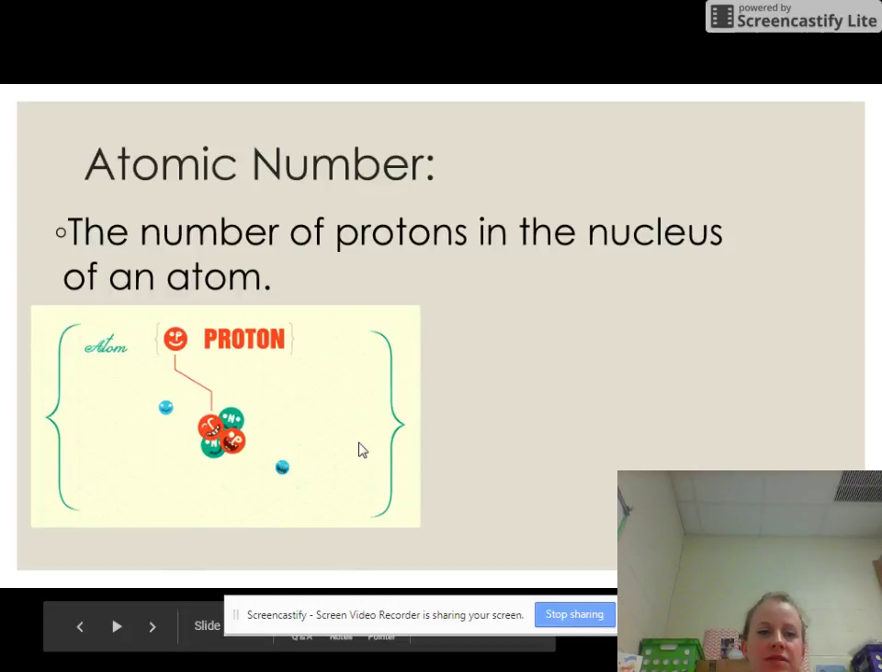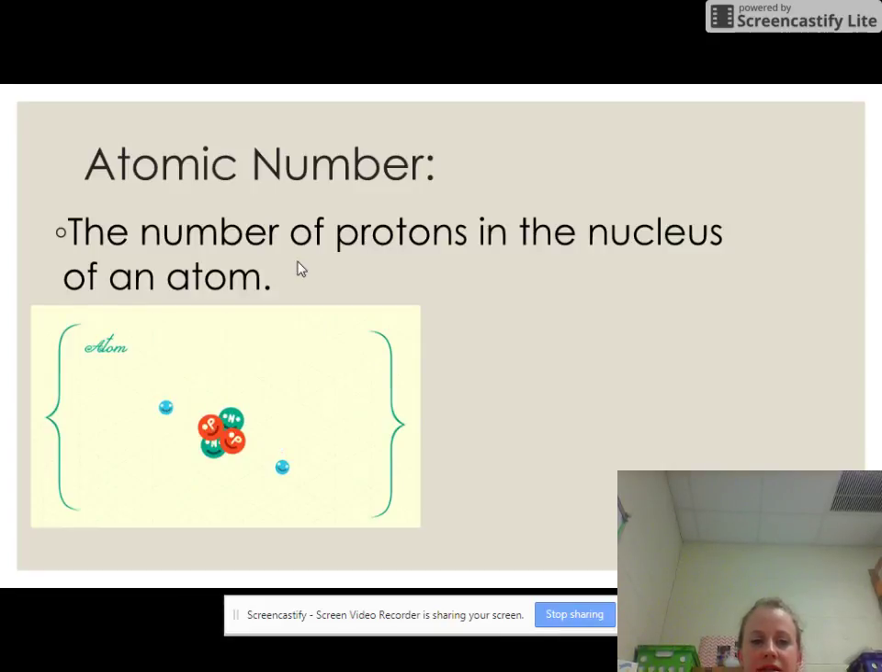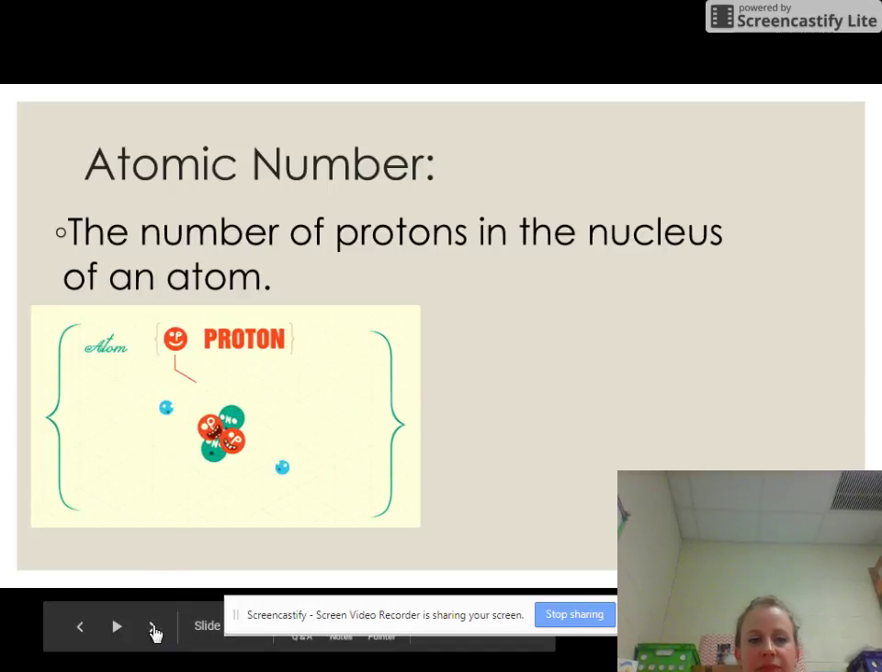Then we have atomic number, okay? So the atomic number, again, is the same as the number of protons in the nucleus of the atom. So in here, the protons are in red. They would be the same as the atomic number.